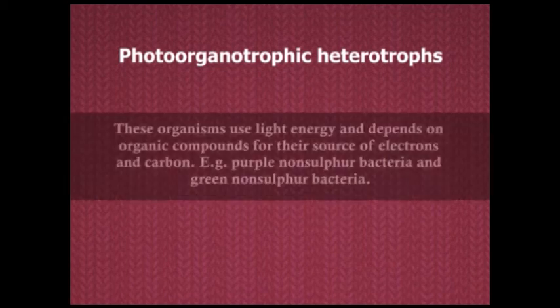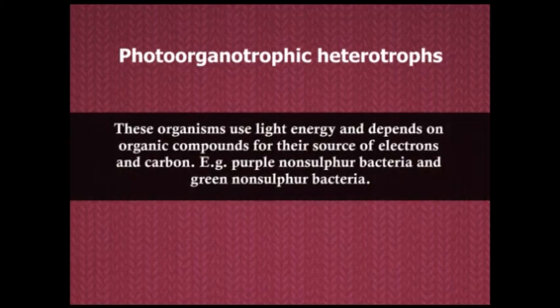So the second one is photoorganotrophic heterotrophs. These organisms use light energy and they depend on organic compounds for their source of electrons and carbon. For example, purple non-sulfur bacteria and green non-sulfur bacteria.